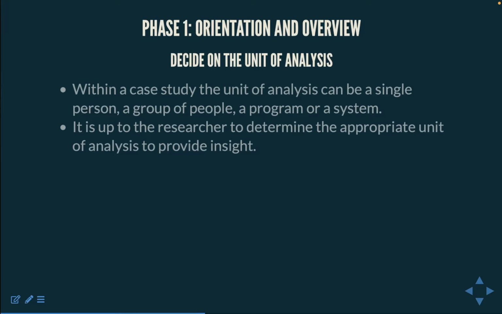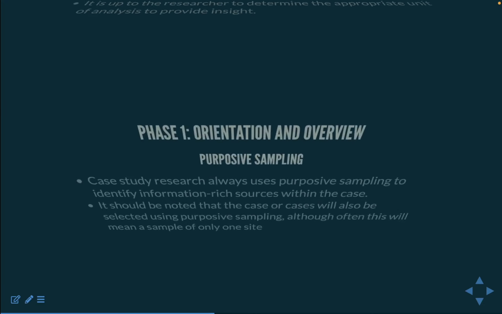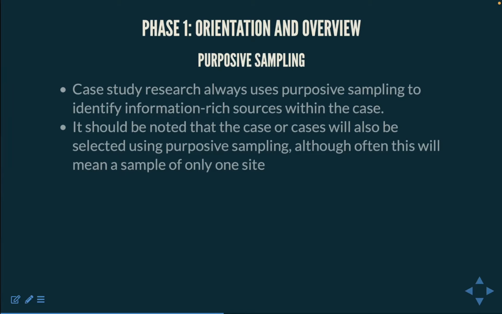Within the case study, the unit of analysis can be a single person, a group, a program, or a system. It is up to the researcher to determine the appropriate unit of analysis for providing insight. Case study research always uses purposive sampling to identify information-rich sources within the case. It should be noted that the case or cases will also be selected using purposive sampling, although often this will mean a sample is only one site.